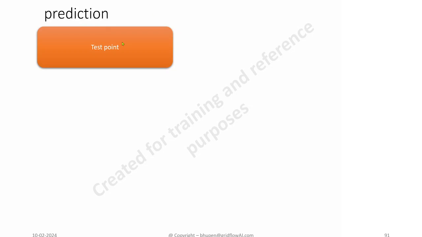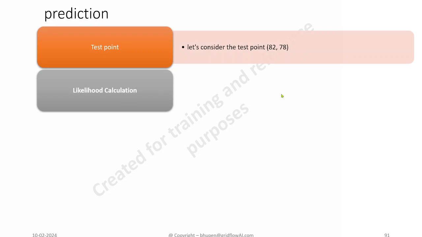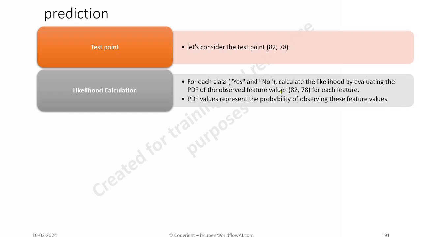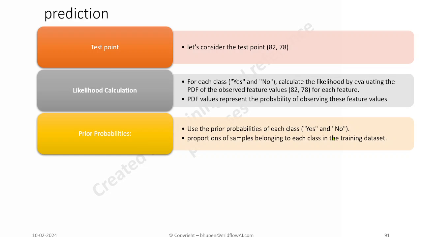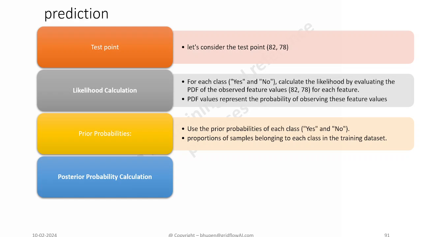Now comes prediction, which is going to be the same. Since you have recomputed the model parameters, the process of prediction is not going to change at all. For the new test point, let's say this is the test point, calculate the likelihood for the new data that you have, 82 and 78, and compute the PDF. Prior probabilities will change now because the number of samples has changed. So just use the recomputed class probabilities.